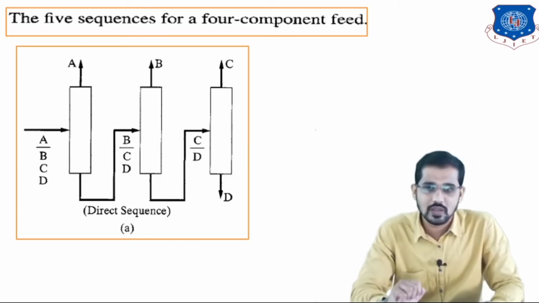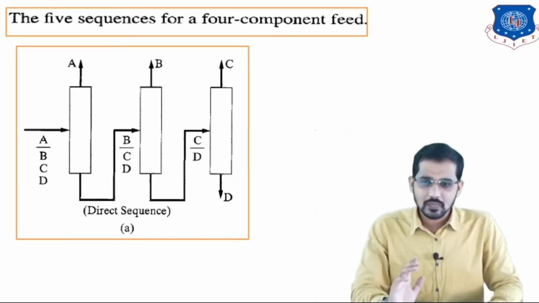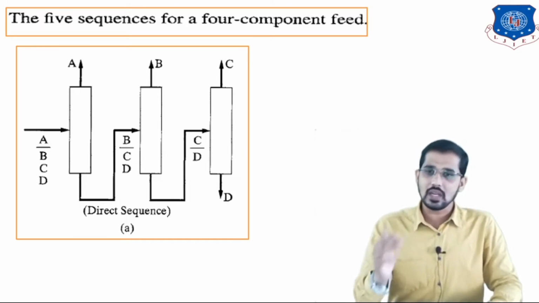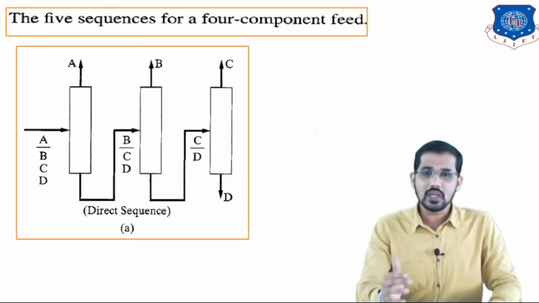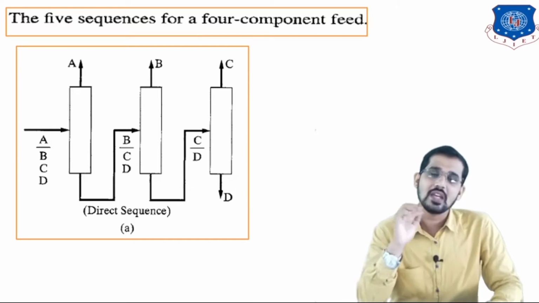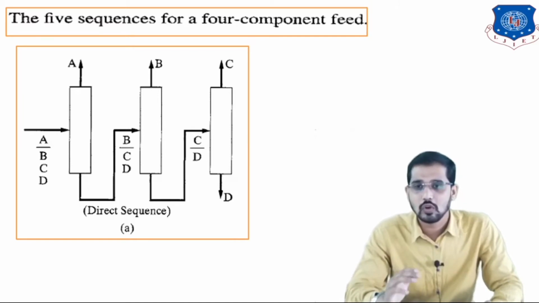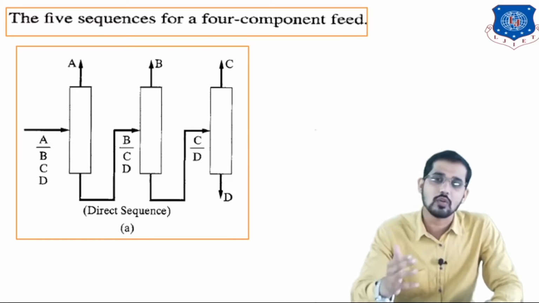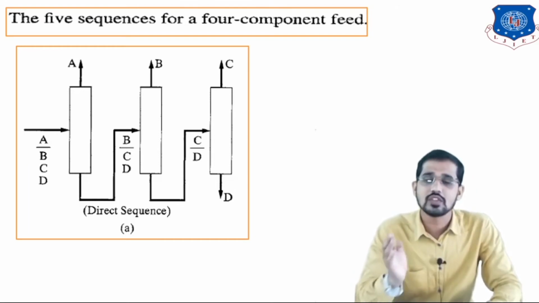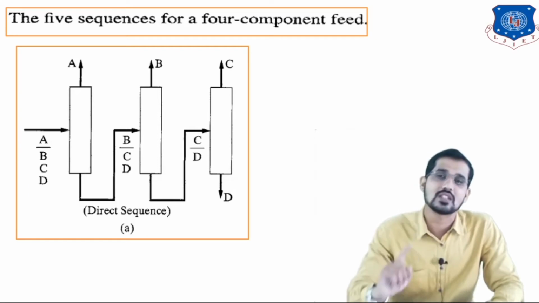Okay. So first figure you can see here. In the first figure, A is separated from the BCD. Here we are separating A, after that we are separating B, after that we are separating C. So this is nothing but the direct sequence. I told you in direct sequences we are separating the most volatile component in the first distillation column, followed by the second volatile component, and followed by C and D.